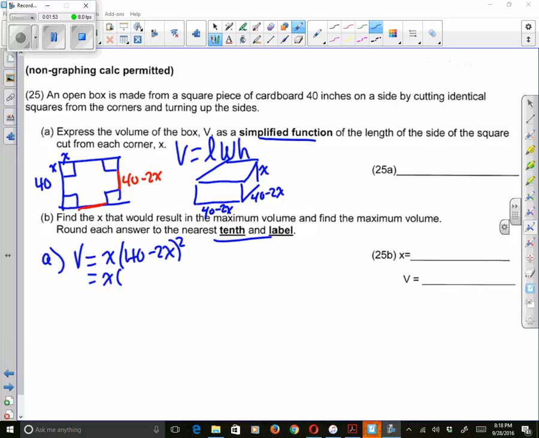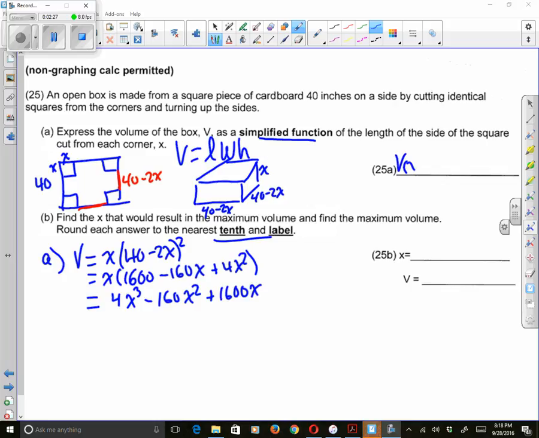x times 1600 minus 80x minus 80x is minus 160x plus 4x squared, and we're going to distribute the x, and I'm going to rearrange that equation at the same time. 4x cubed minus 160x squared plus 1600x is my equation. That goes up here.